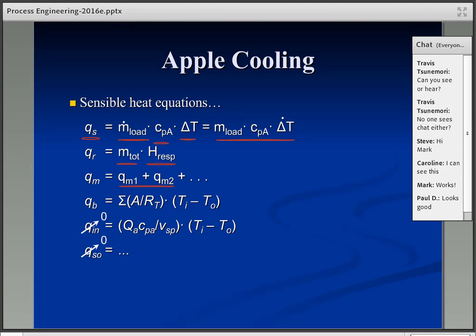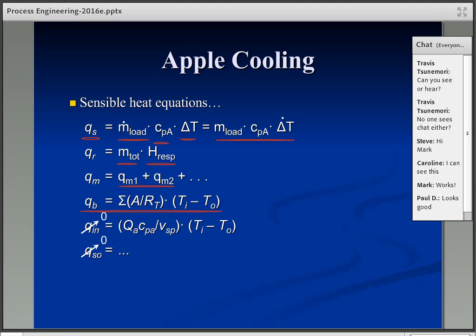Building heat loss, again, just like in ventilation, you can put all the different parts together into the sum of A over R, the area divided by the R value, and then that's multiplied by the temperature difference between inside and outside. That's the way you calculate the individual terms.